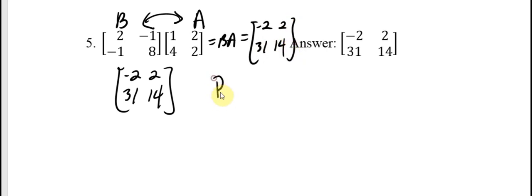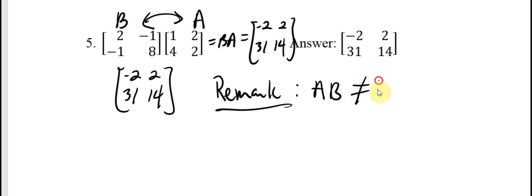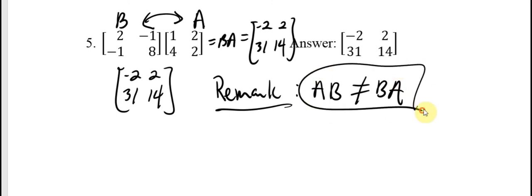So I think this brings us to a very good remark, and that is that normally A times B does not equal B times A. So for most cases, this is the conclusion. Matrices in a normal fashion do not commute, right?